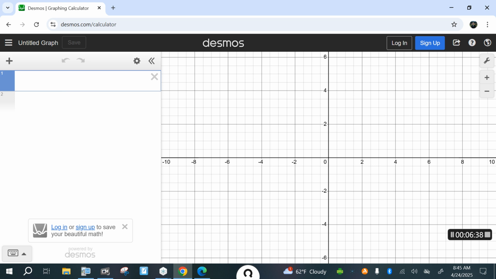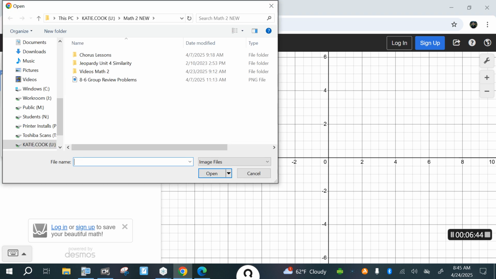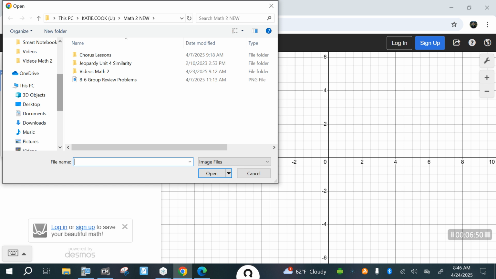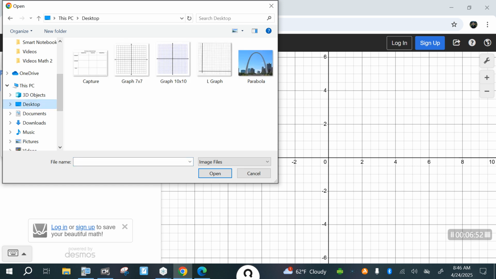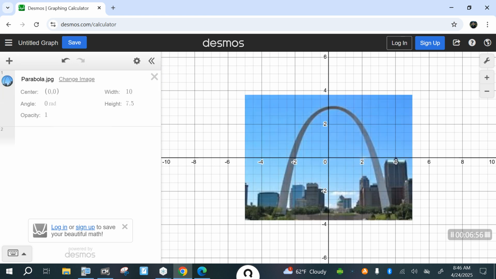Then you can add your picture. If you hit the plus sign, you add your image that you took, and there's also a Desmos app on your phone, so I believe that you could kind of do it on your phone and take some screenshots as well. So mine was on the desktop, and there is my parabola. And no, I have not been here, and no, I did not take a selfie with it, but it's there.